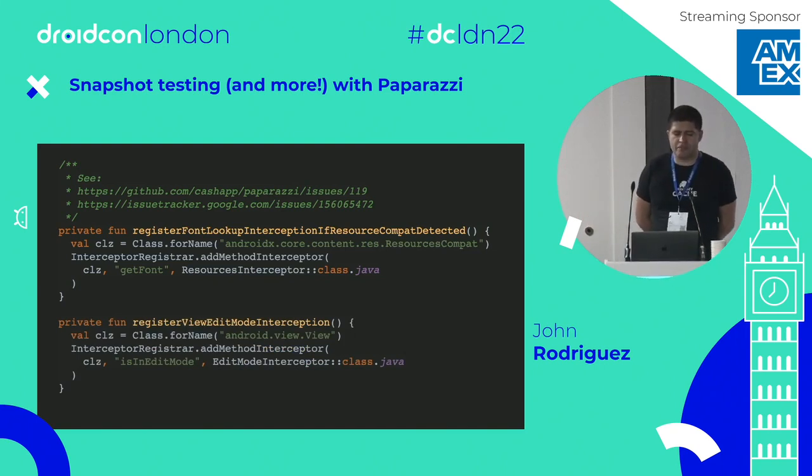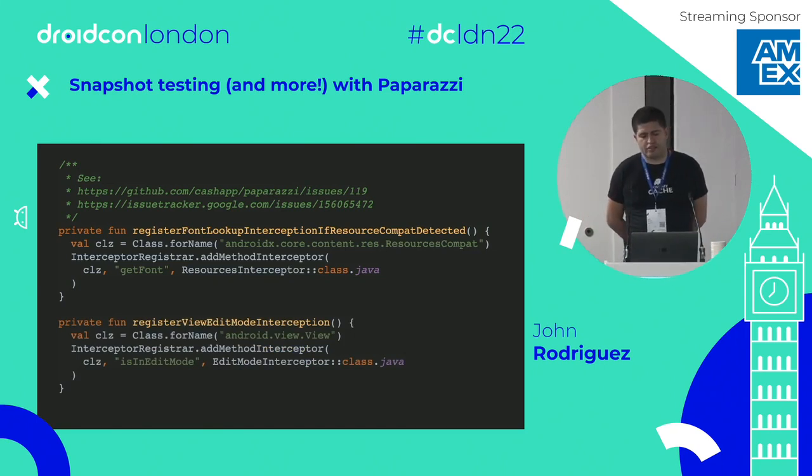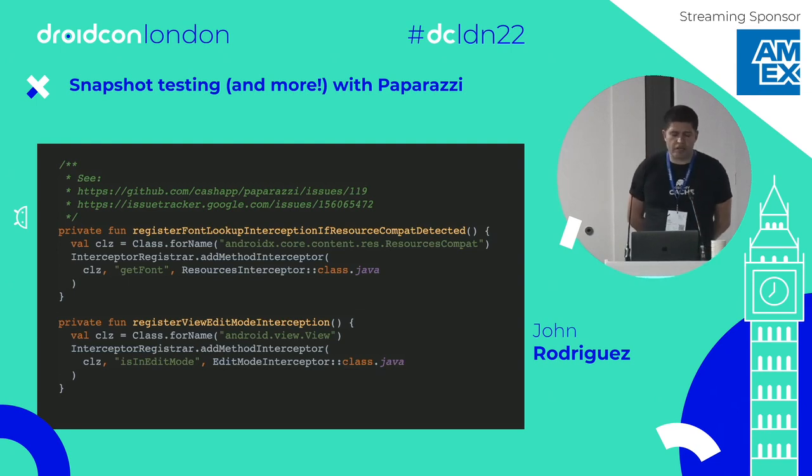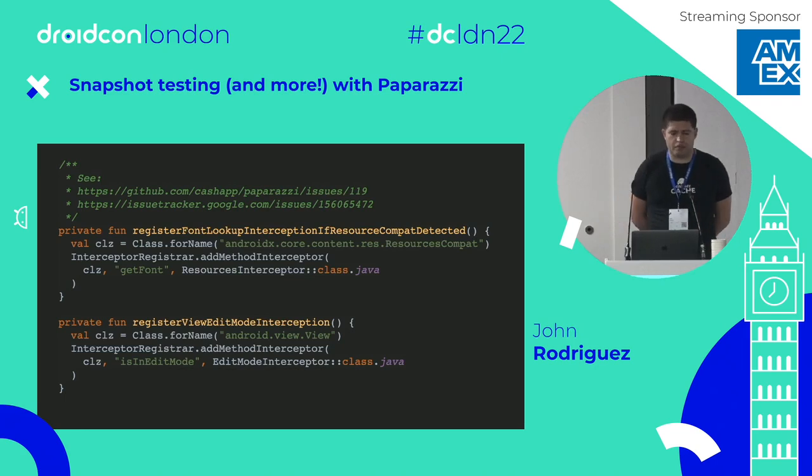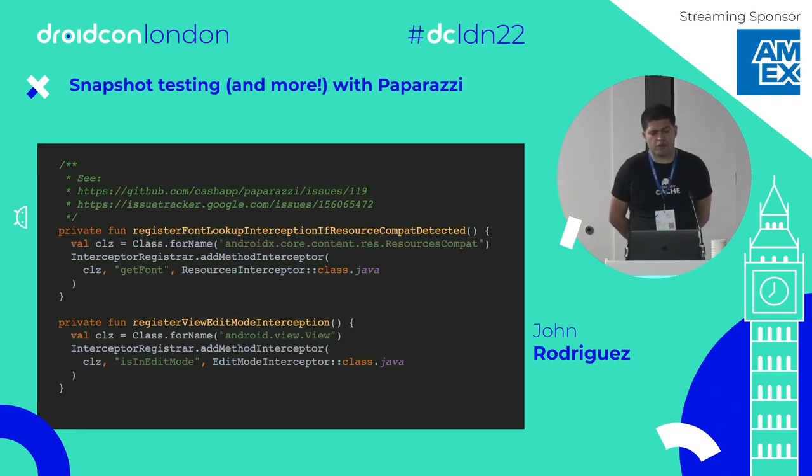intercept isInEditMode, because unlike the approach taken by Layout Inspector, where isInEditMode would allow you to bypass certain execution paths, on Paparazzi we want you to execute your view as you would on device. We don't want you to swap out the business logic. We want you to pass a model and treat it like it was production code. And so in order to do that, we kind of have to toggle the Boolean in the other direction.